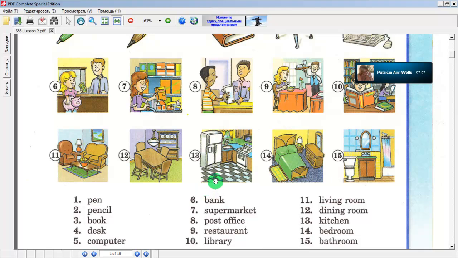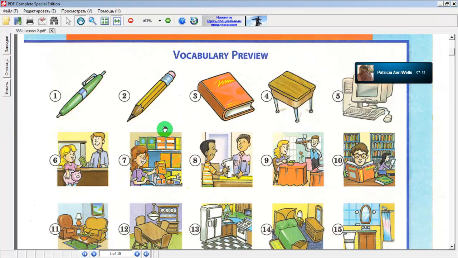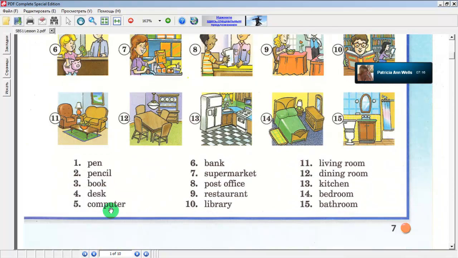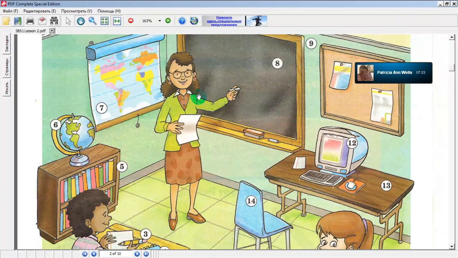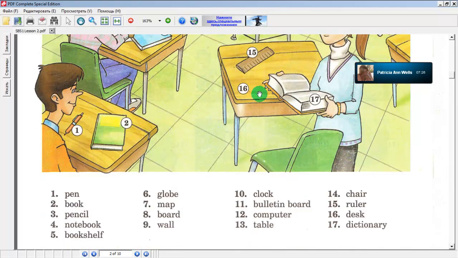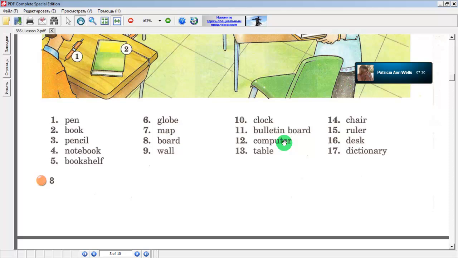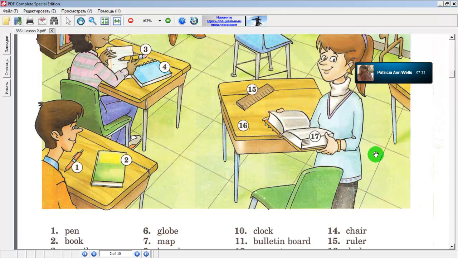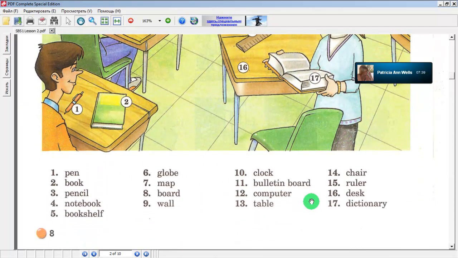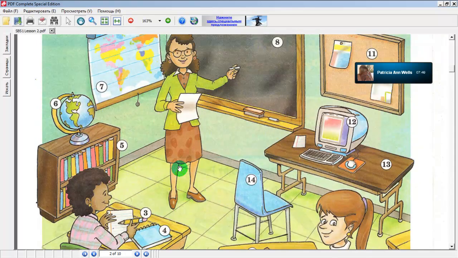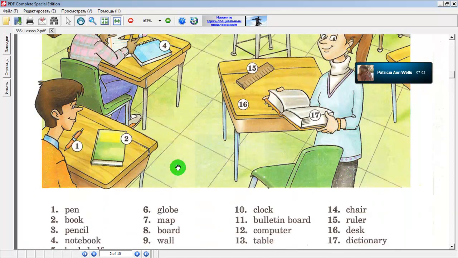classroom. What can you see in this classroom? For example, what is number 6? 6, bank. No. Go on to the next page. 6, globe. Is it globe? What is number 8? Board. What is number 15? Ruler. What is number 10? Clock. What is number 7? A map. And number 12? A computer. Very, very good.